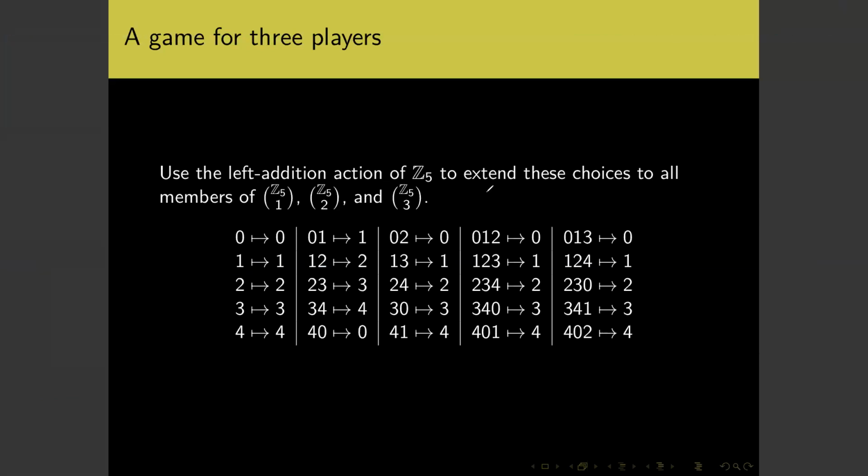Okay, so now we can use the left addition action of Z mod 5 to extend these choices to all members of Z mod 5 choose 1, 2, and 3 in the natural way. If, for example, I set {0, 1, 3} to go to 0, then I add 1 to everybody, and I get that {1, 2, 4} should go to 1, and so forth.